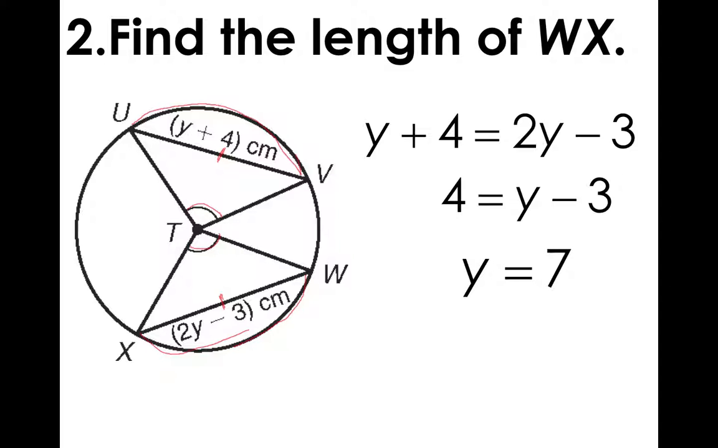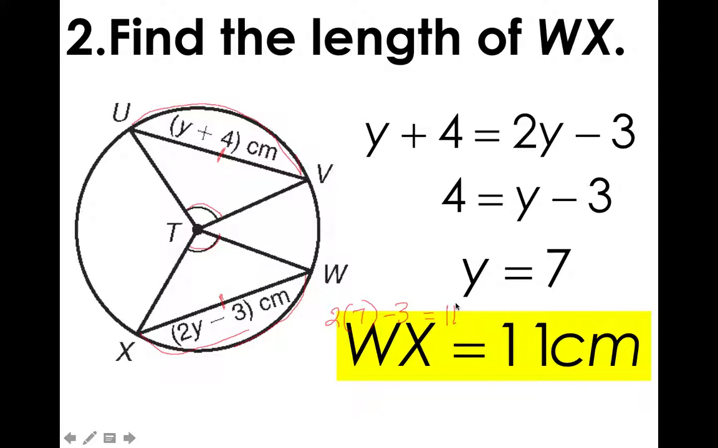But this is where students tend to make mistakes because they do not read the full question. The question says find the length of WX. WX. So therefore, I will have to take my answer right here and plug it back into my equation. And since we want to know the value of WX, I plug it back in as 2 times 7 minus 3, and that gives us 11. And so WX is equal to 11.